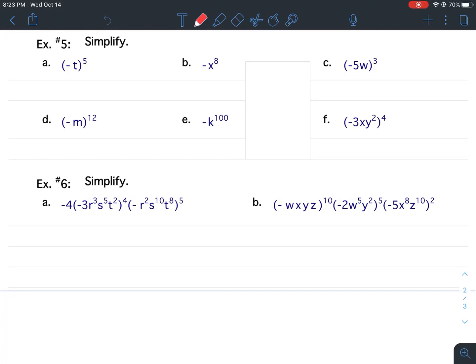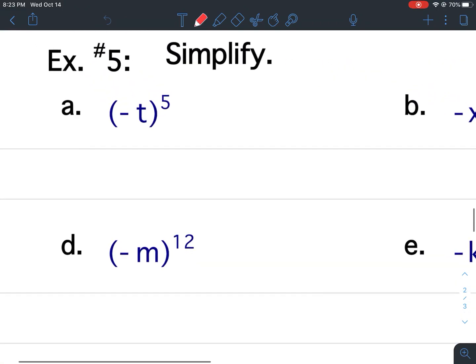Laws of exponents, powers, and products, lesson 4.2 notes, example number 5. Simplify. Okay, we're going to go back to looking at our powers of -1 for A here. Yes, I have a -1 coefficient. My exponent is an odd number, so that means this is going to stay negative. So this final answer would be negative, and you don't have to put the 1. You would just put negative t to the 5th.